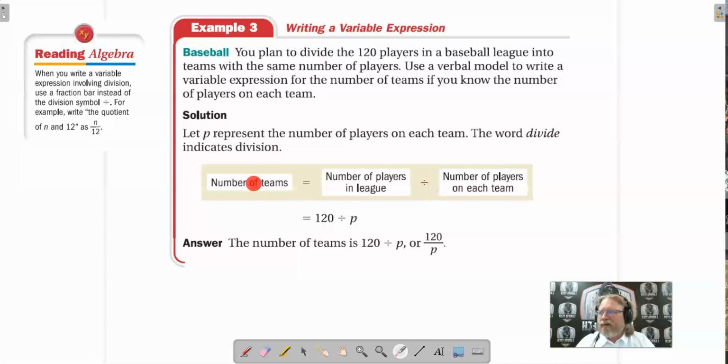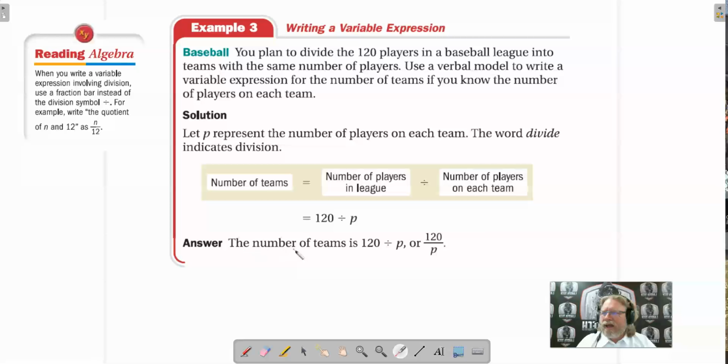So to find out the number of teams, we're going to take the number of players in the league, which we're told is 120. We're going to divide it, because it tells us divide, by the number of players on each team. And we don't necessarily know how many that could be, 20, right? 120 divided by, say, 20 players on each team. Now, 20 players would be a good-sized baseball team. I guess that would work. You need 9 guys on the field, I think it is.